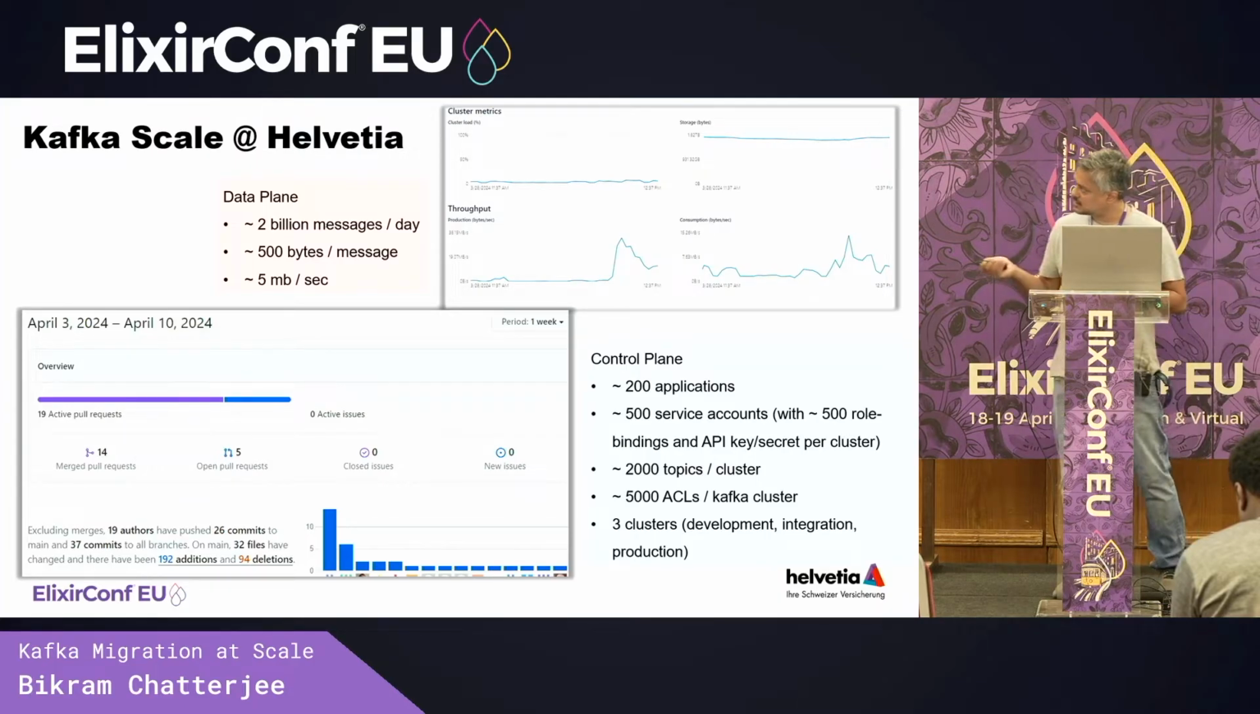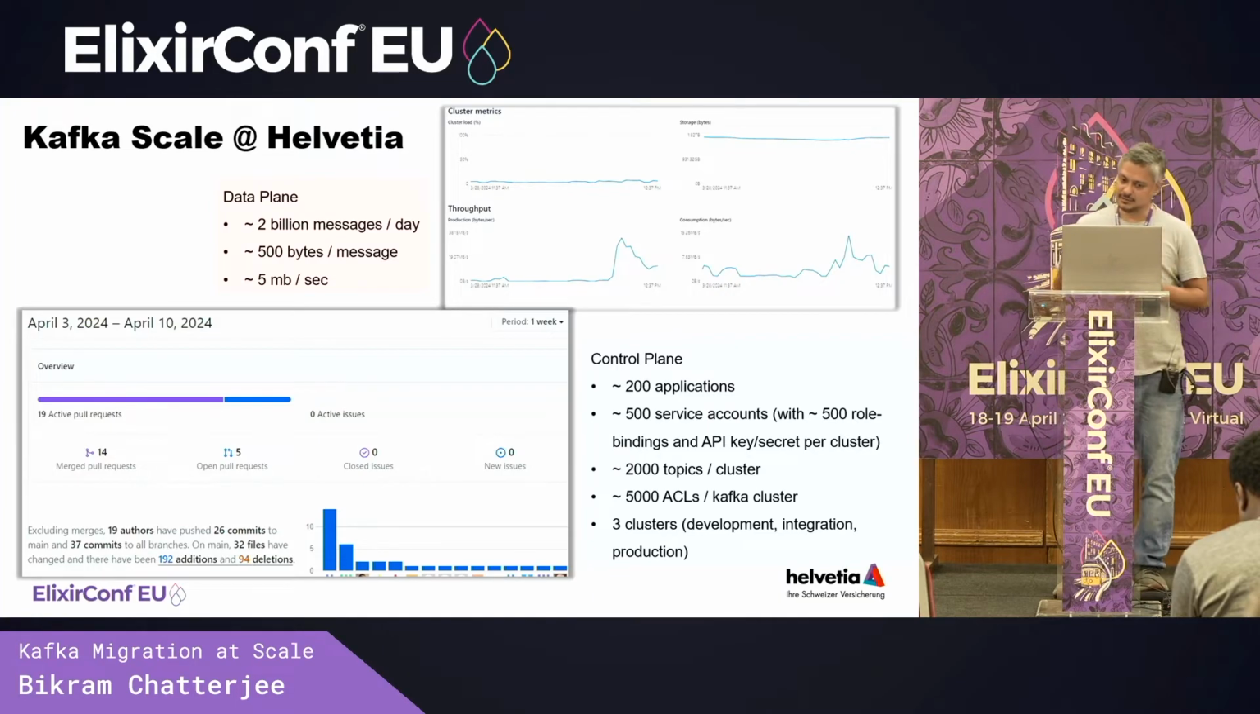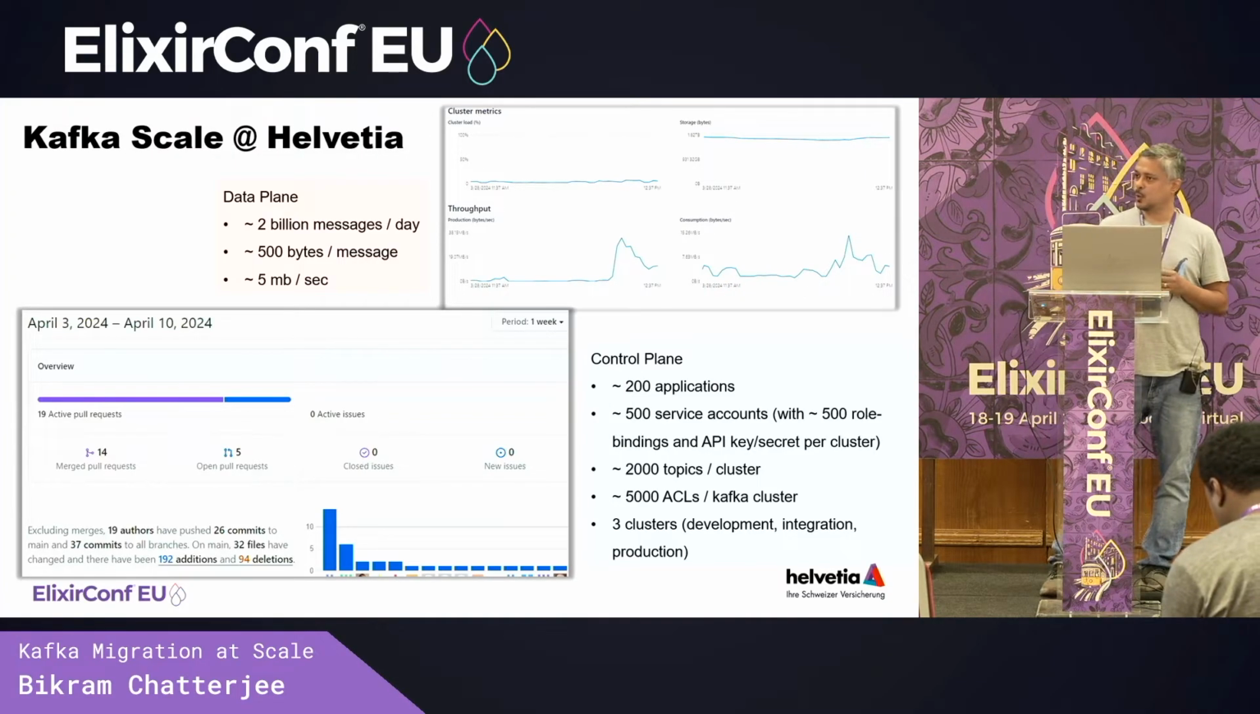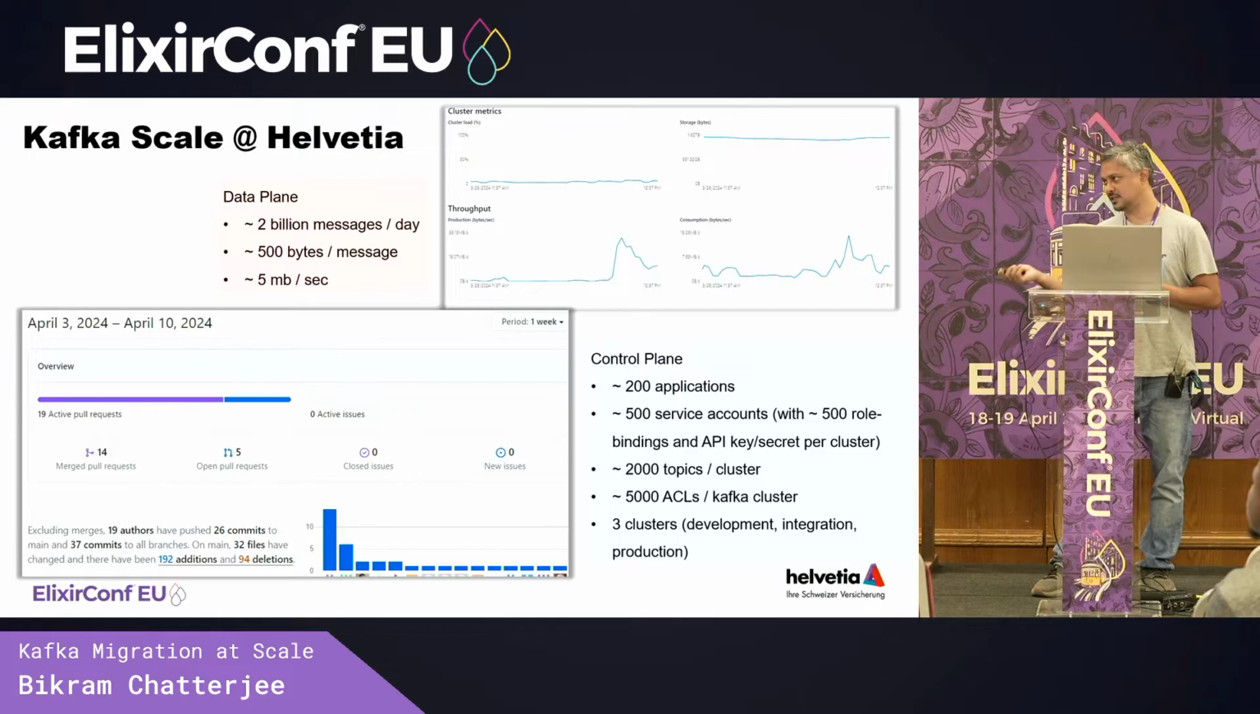Now, the more important part is the control plane here. As you see, we have a lot of applications, about 200, which define 500 different service accounts, 2,000 topics, and 5,000 access control lists per cluster. And then we have 3 clusters, one for every deployment phase: development, integration, and production. Changes in the control plane, as you see in this graph here, are also quite unpredictable. Sometimes we have a lot of spikes, sometimes less, and we automatically respond to such changes and migrate them into the provisioning system and into the cluster.